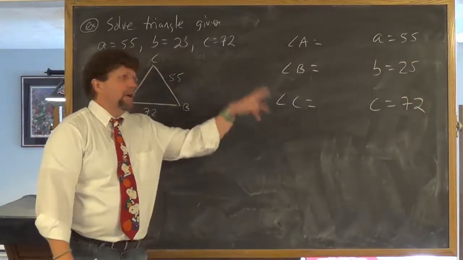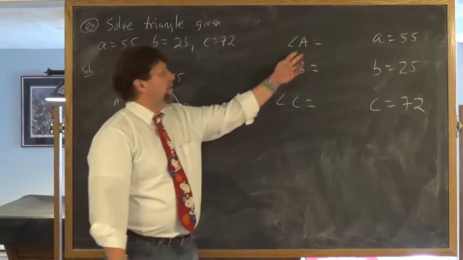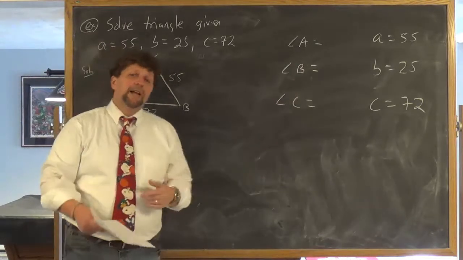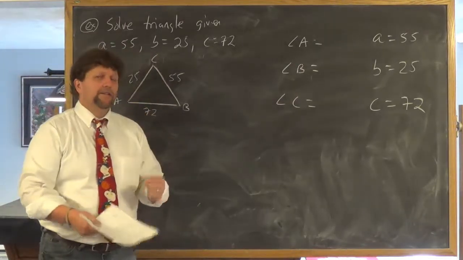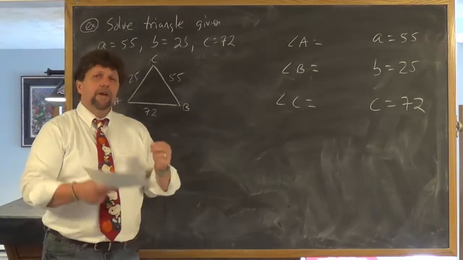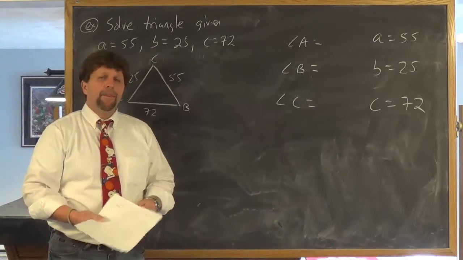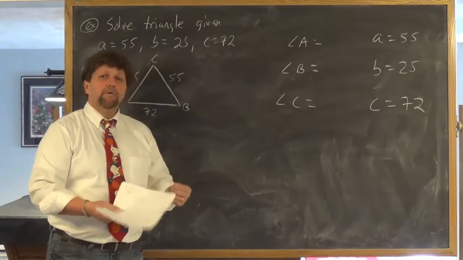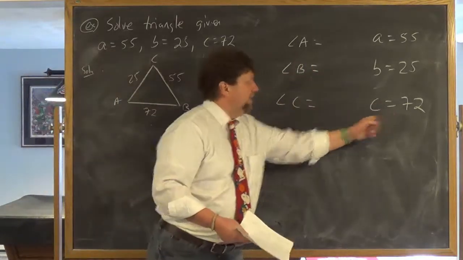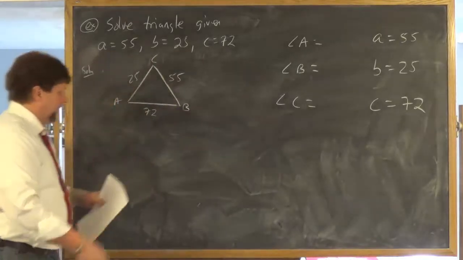As always, we know three bits of information and we need to find the other three bits of information. Here we have to find the measurement of all three angles. Since this is the side-side-side case, my guidelines are to start off using the law of cosines to find the measurement of the largest angle. Remember, the largest angle will be opposite the longest side. The longest side is side c, so the angle opposite it is angle C. So that's where I begin. I'm going to find angle C.